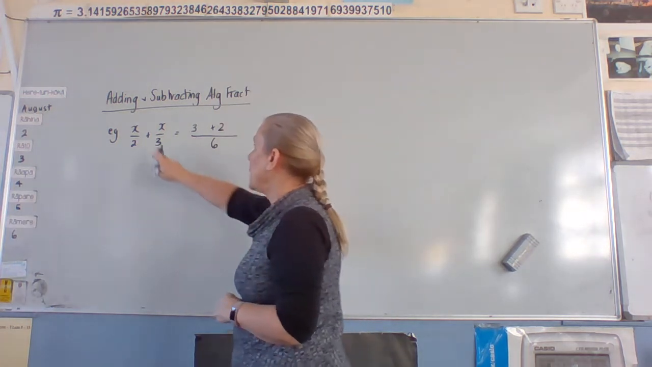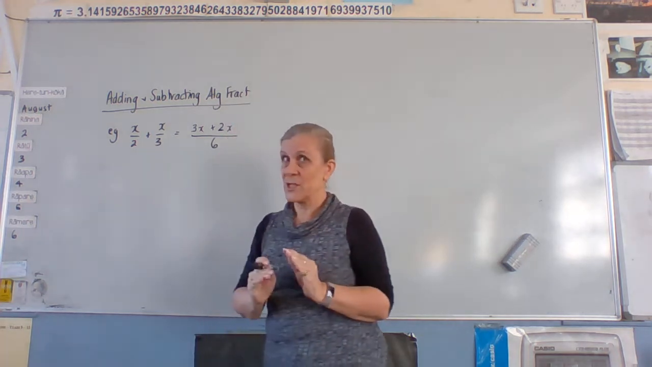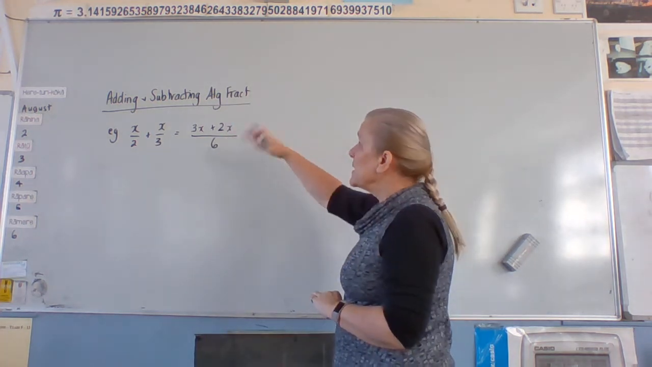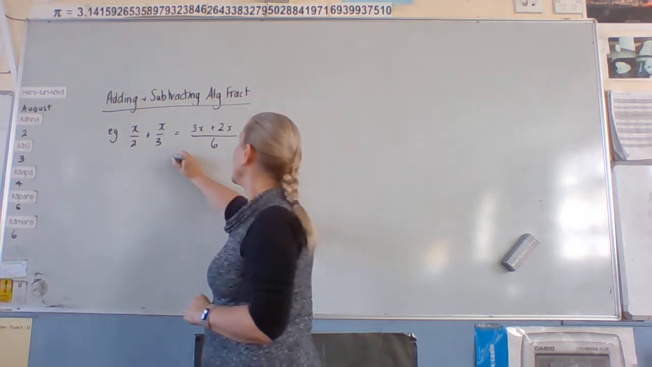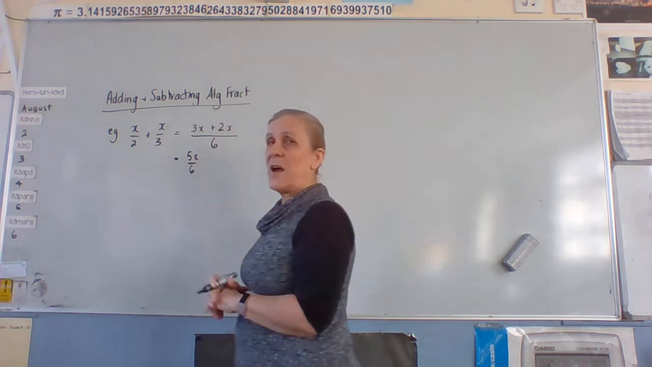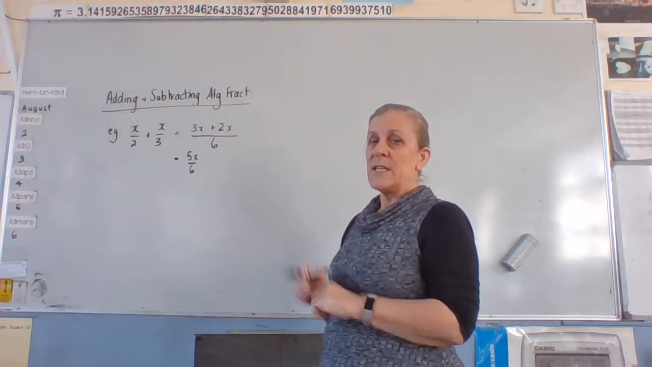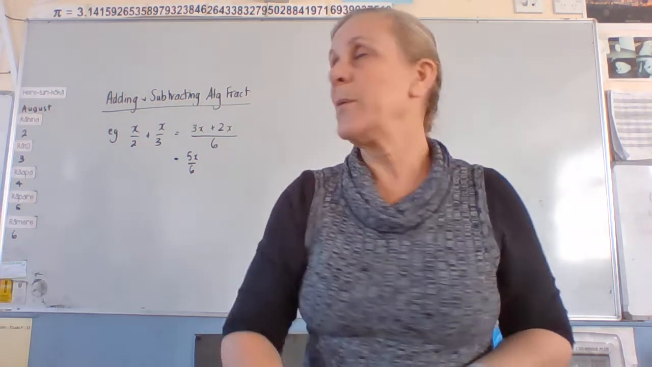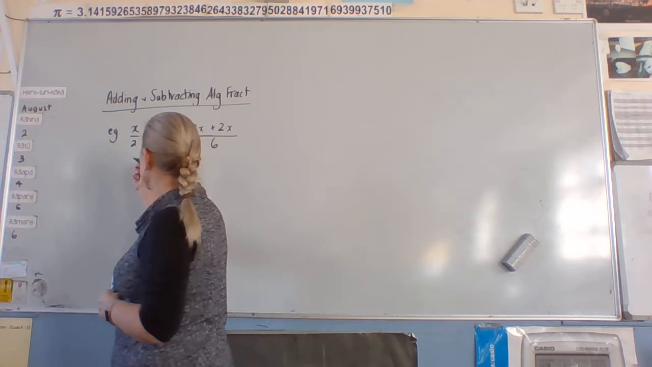All right? But we've got these x's that we have to add in. So we're not doing fractions, we're doing algebraic fractions. So now we've got 3x's plus 2x's, 5x's over 6. Can that simplify? Can 5 over 6 simplify? No, it can't. So we have the answer. So we've got to remember that we're looking for the common denominator, the highest common factor.